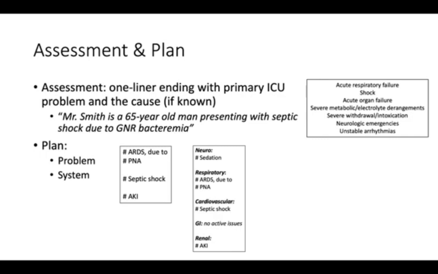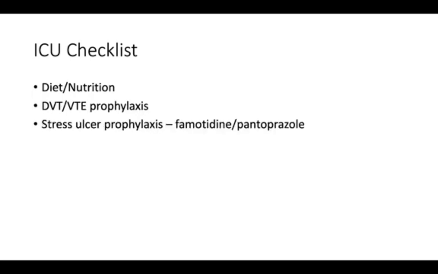After the plan is completed, ICU presentation should end with a brief ICU checklist, which ensures that patients are receiving appropriate evidence-based supportive care. The ICU checklist typically includes: are we feeding the patient? Is the patient receiving DVT or VTE prophylaxis? Is the patient receiving stress ulcer prophylaxis, famotidine or pantoprazole, which is typically provided to all intubated patients, code status, and the patient's contact, proxy, or MD-POA.